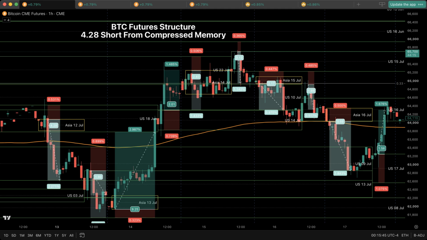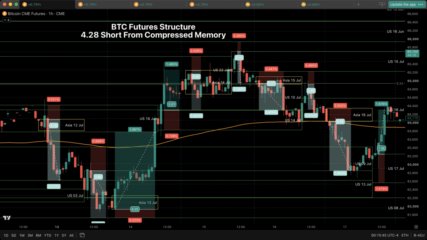If the stop line is not clear, no entry. If the target does not pay, no trade. If the entry comes after the distance is gone, the trade becomes chase. For July 12th Asia session, the short setup appears.